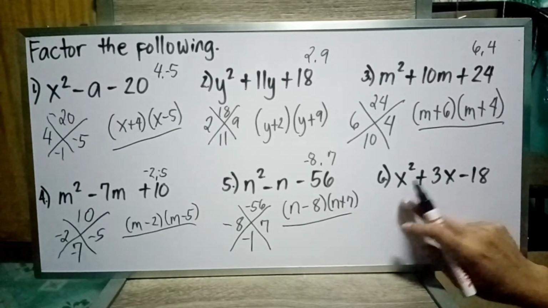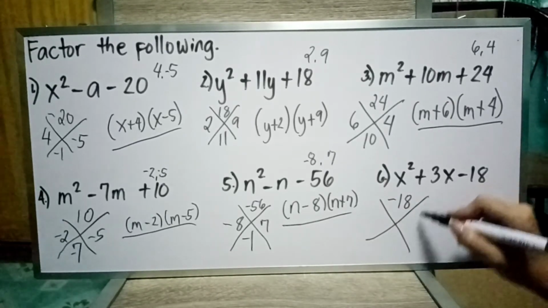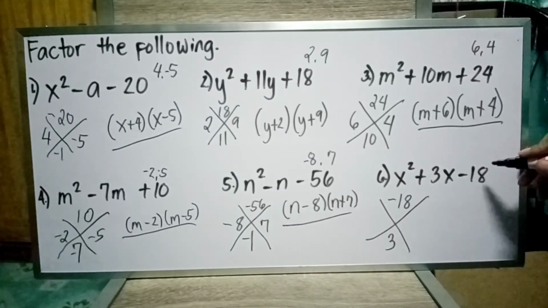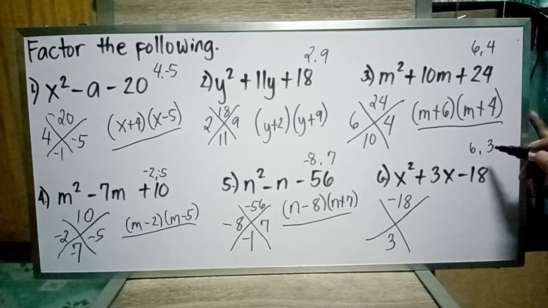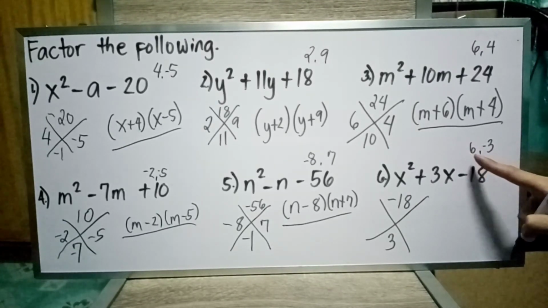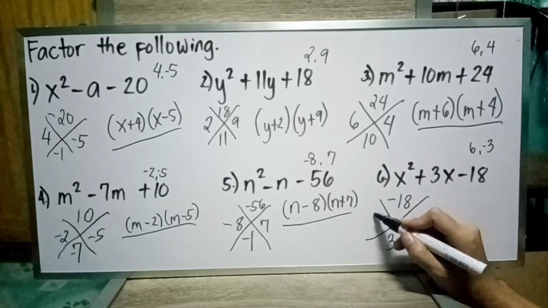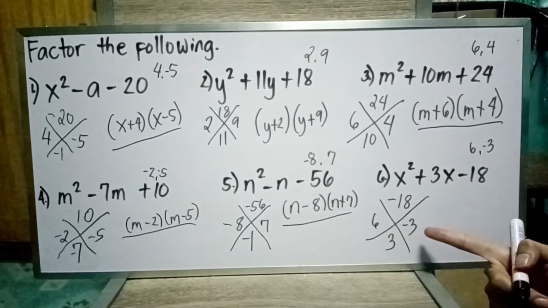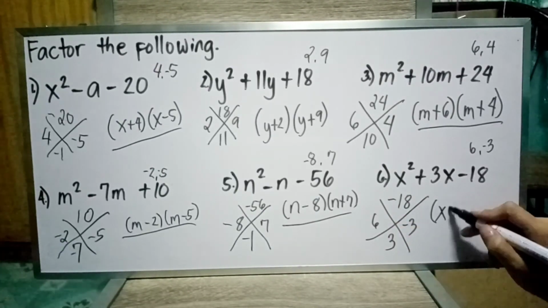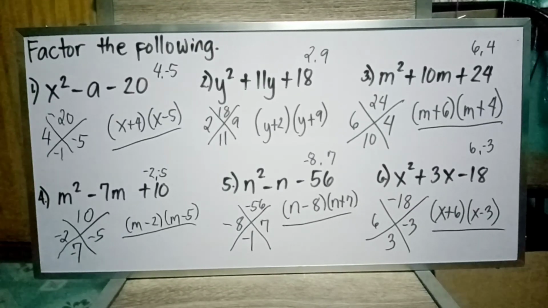Okay, next, x squared plus 3x minus 18. We're looking for the factors of negative 18 that will give you a sum of 3. It can be 6 and 3, but we need negative. Which one is negative? 3, because 6 times negative 3 is negative 18, and 6 plus negative 3 is 3. Therefore, x plus 6, x minus 3. Okay, do you get it?